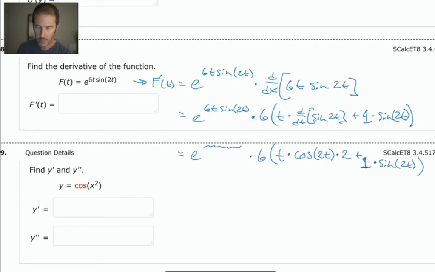Yeah, you know, distribute that multiplication by 6 and move the 2 over by the t, get rid of the 1. Just clean it up a little bit.